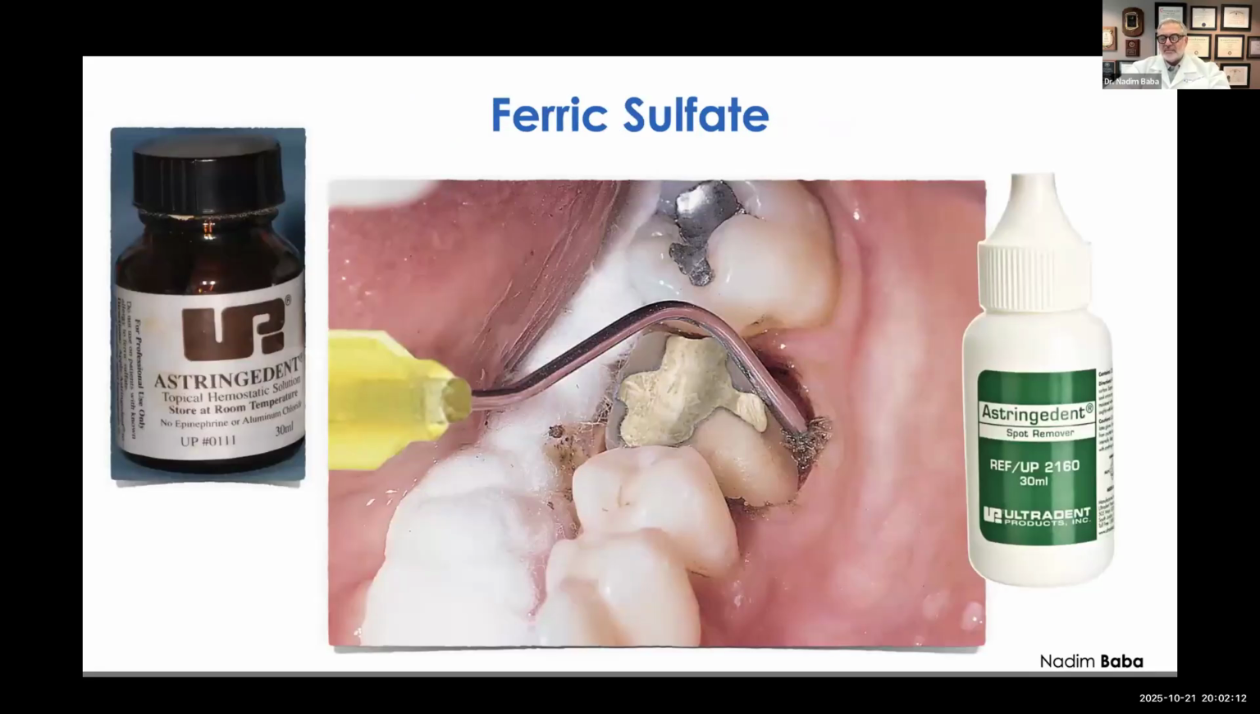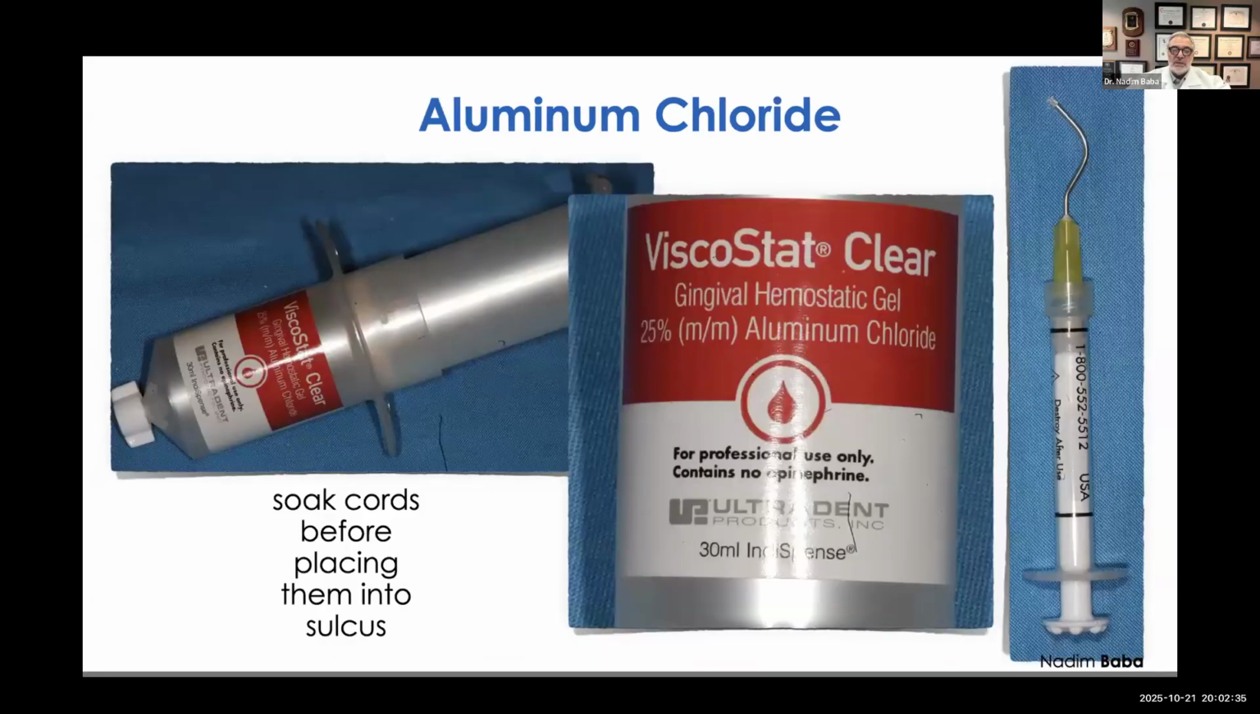Ferric sulfate is something that people use. If you use ferric sulfate, make sure that you clean your abutments with the spot remover because ferric sulfate will impregnate into your PVS. Now, if you're using an intraoral scanner, that is not really an issue. It could be because that spot could leave like a little thickness that you don't need.